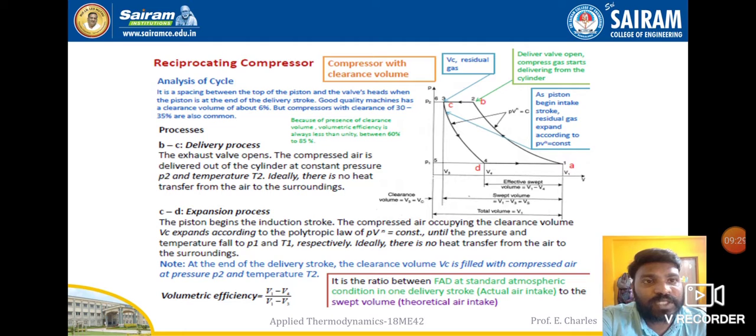Now we will see the B to C process. Already we have seen the process D to A and A to B. Now here B to C is the delivery process. So what happens in the delivery process? The exhaust valve opens and that compressed air is delivered out of the cylinder at constant pressure, at P2 pressure and T2 temperature. So obviously there is no heat transfer from the air to the surroundings.